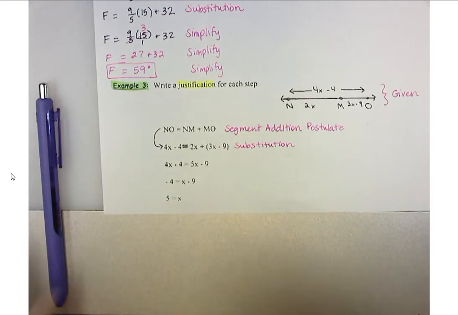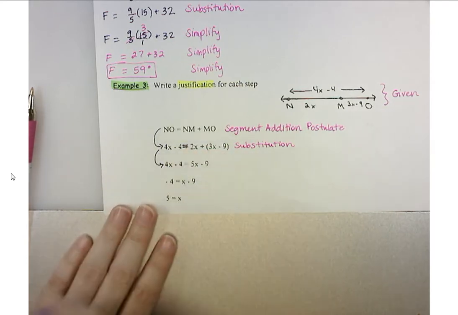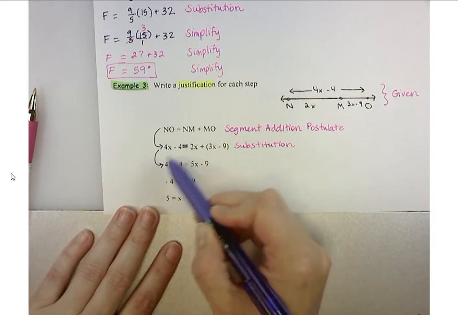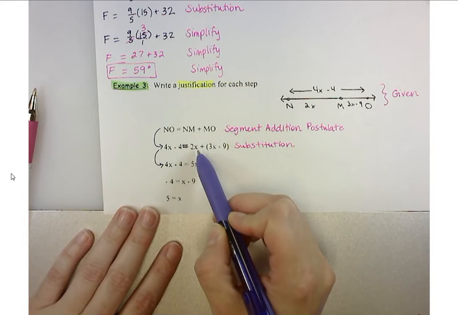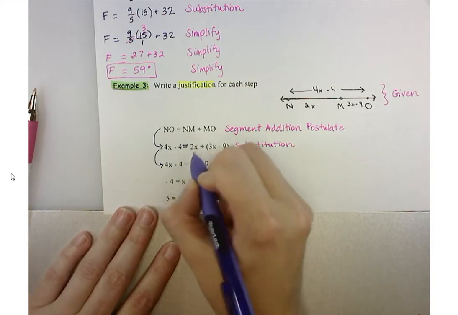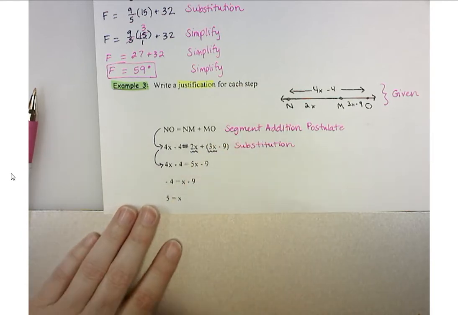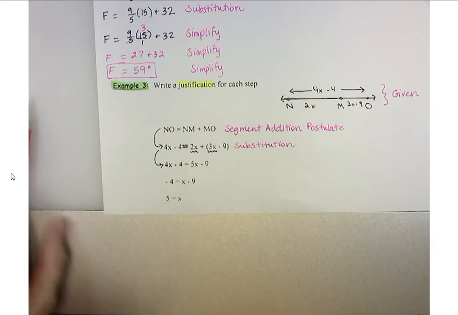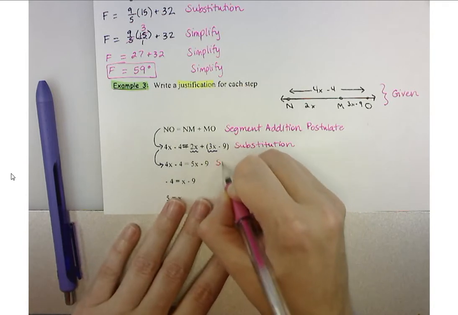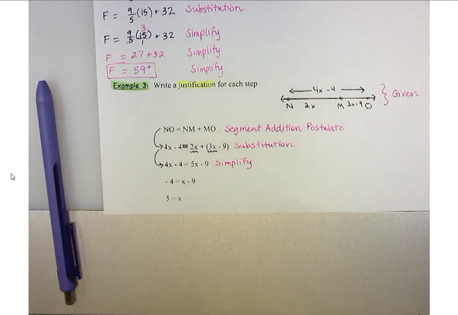Now you're asking yourself, how did they get from this step to this step? A good thing to do is look and see what changed. Did anything change on this side? Nope. The only thing that changed is this became 5x minus 9. So think about where the 5x came from. You added the 2x and the 3x on the one side, so that would be what? Simplify. Why is it not addition? It has to be simplify because you did not add to both sides.